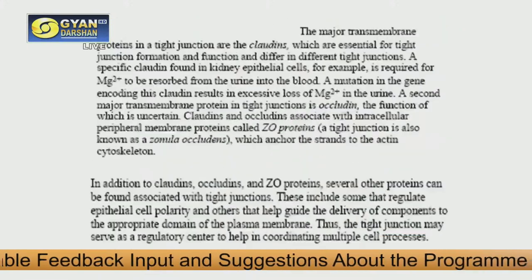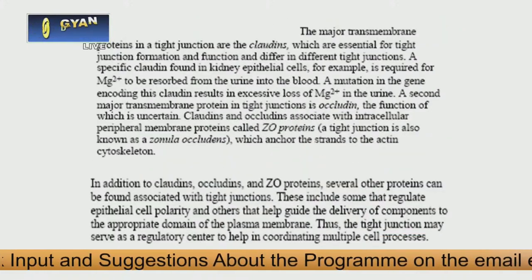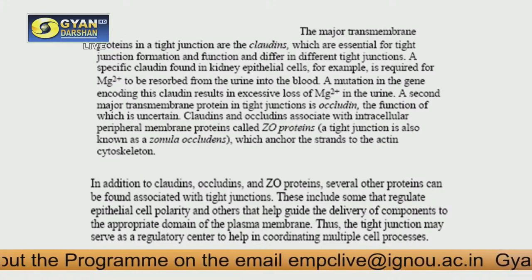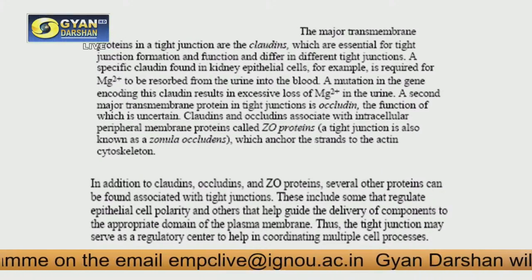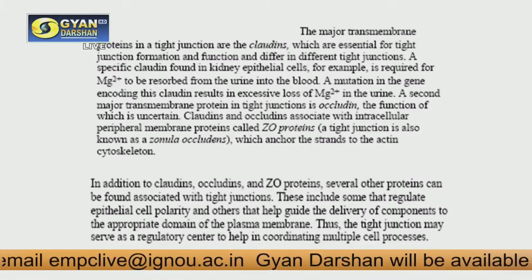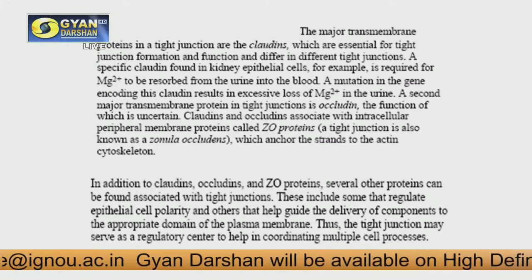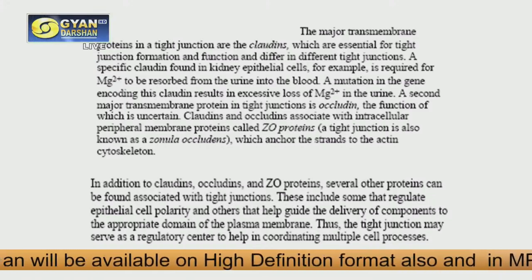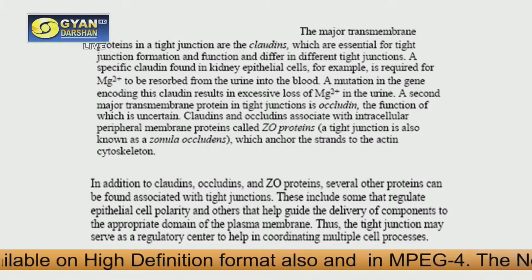Now this claudin is a major transmembrane protein. What is meant by transmembrane? Transmembrane means it spans across the membrane. It is a transmembrane protein, and it is the major tight junction protein, that is claudin.